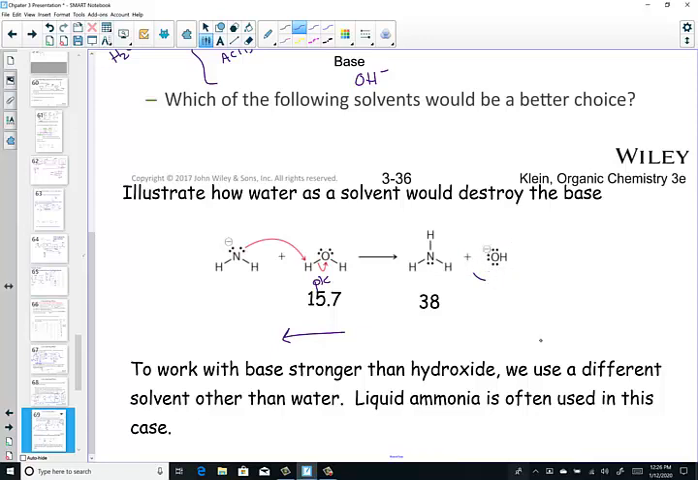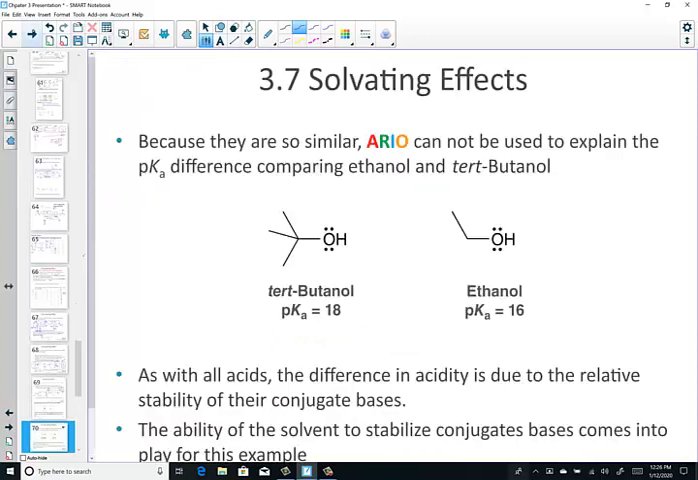What could we use in its place? Anything that would have an opportunity to set up a solvent that would not destroy it. So that would be anything stronger than hydroxide. Oftentimes we use liquid ammonia with amide. So the leveling effect describes for us the careful selection of a solvent as to not destroy one of the acids or bases and take it out of the reaction.